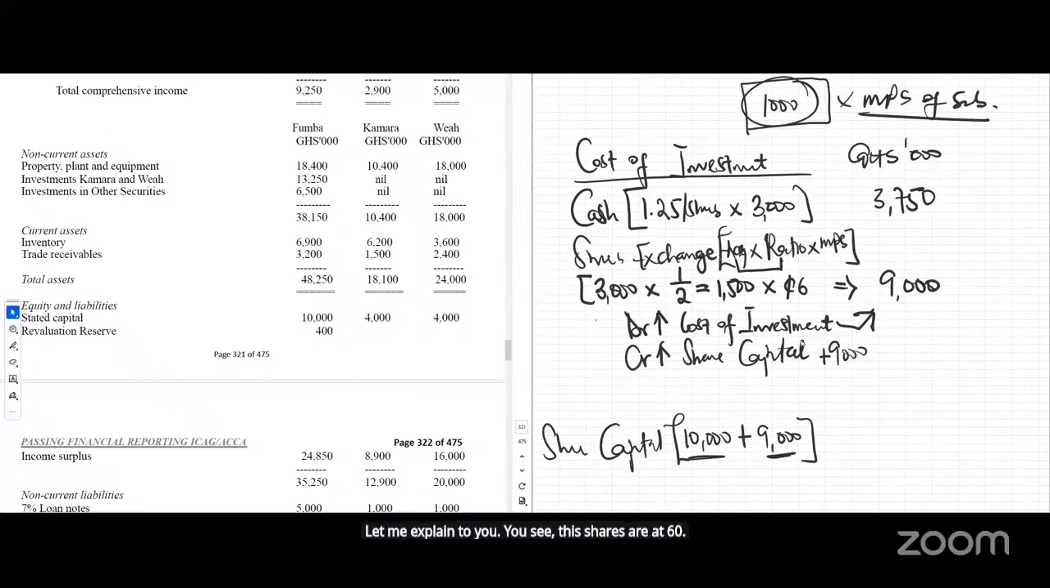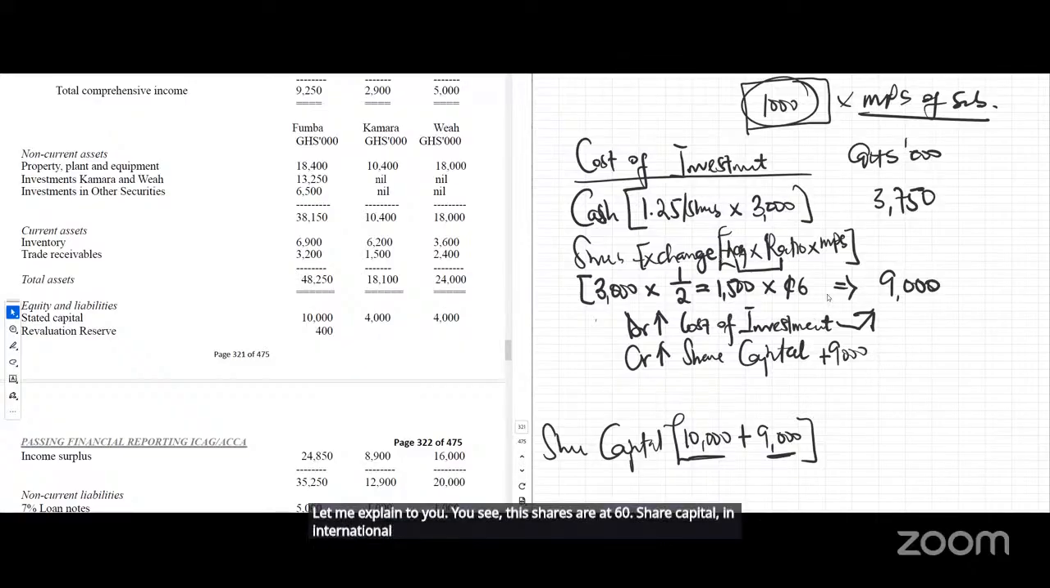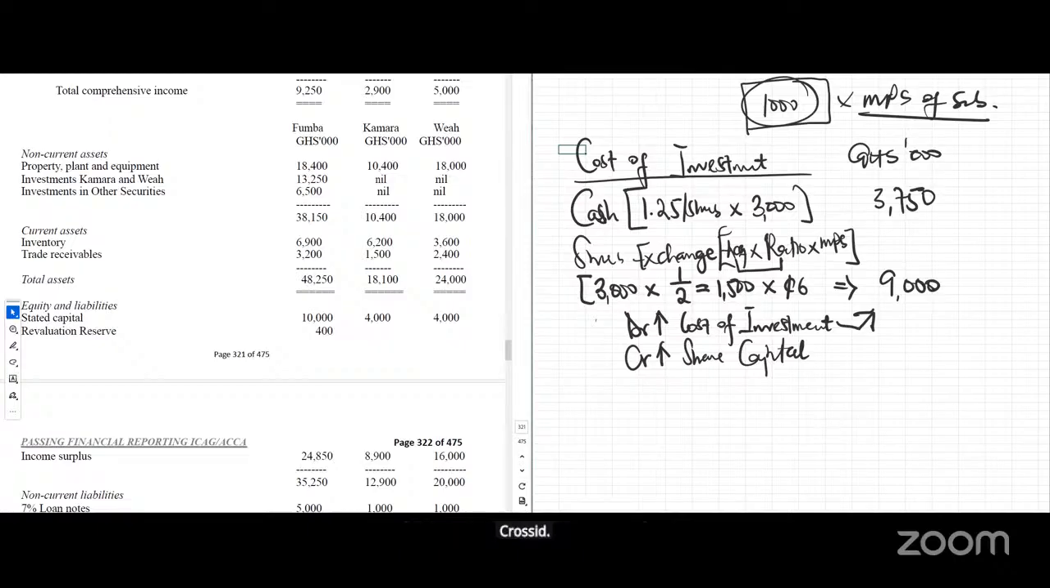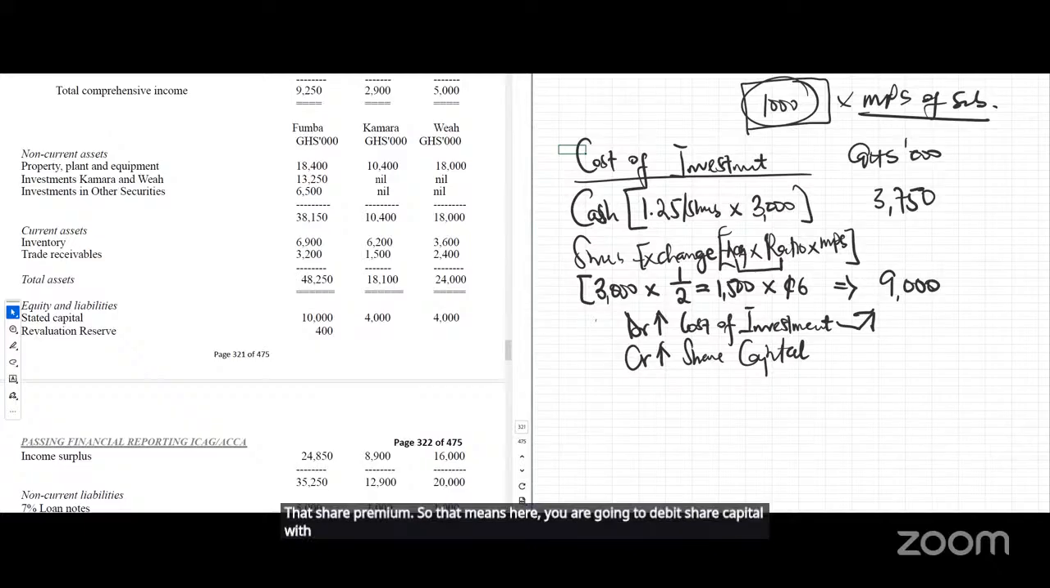Share capital in international terms can only take shares at 1 CD. Are you following? I said can only take shares at what? 1 CD. Anything beyond 1 CD goes into what? The share premium balance. So that means here you are going to debit share capital with 1,005 because 1,005 times 1, right? Which is going to be 1,005.